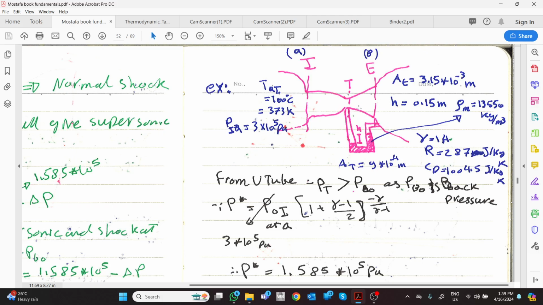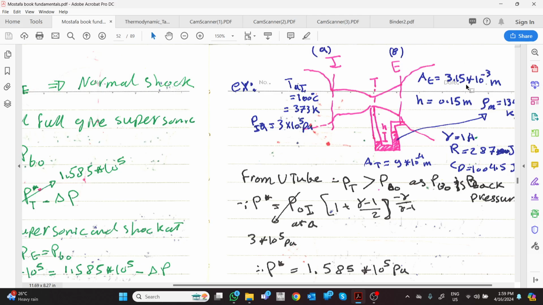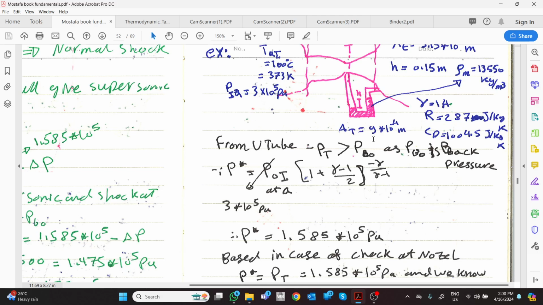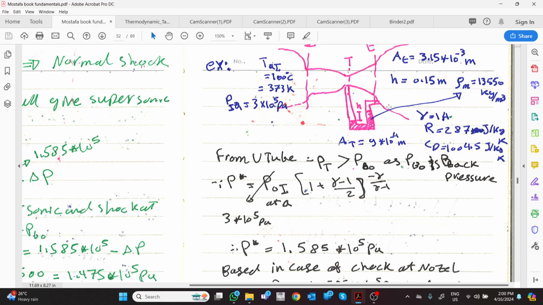So P exit minus, or rather it is not connected to exit, it is to stagnation pressure. So back pressure, stagnation minus P throat, we know it. Okay, let's keep it in our mind. Without calculation, we know from this shape that P throat is bigger than P stagnation outside, because there is a height here. If this one is up and this one low, so we know the pressure stagnation is higher than this one.